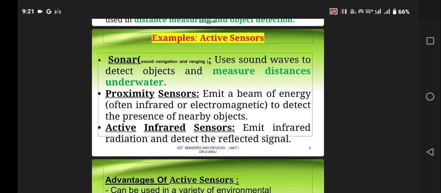The next example of active sensors is sonar, that is sound navigation and ranging, which uses sound waves to detect objects and measure distances underwater. The next one is proximity sensors, which emit a beam of energy. The energy may normally be infrared or electromagnetic, which is used to detect the presence of nearby objects. The next one is active infrared sensors, which emit infrared radiation and detect the reflected signal.